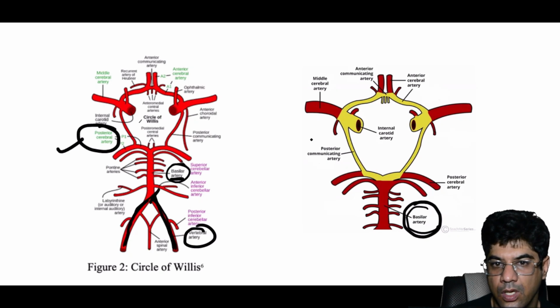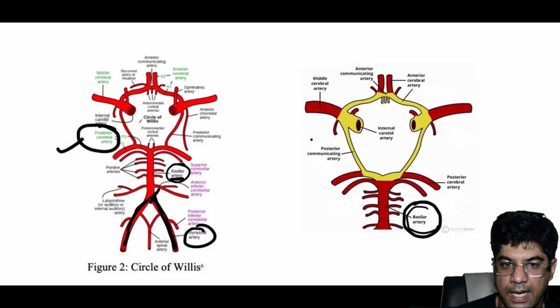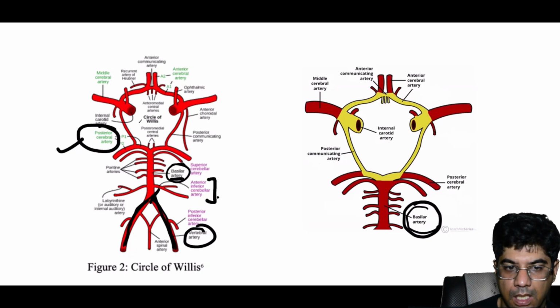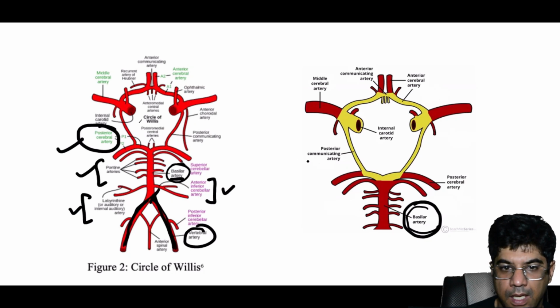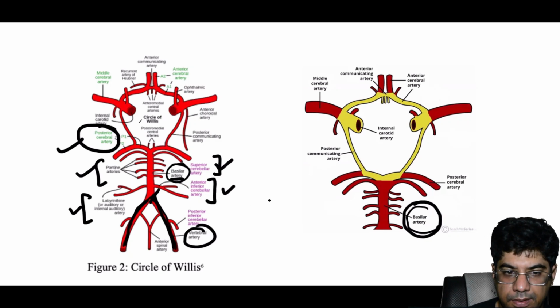Now, what are the branches of the basilar artery? Let us discuss that. Remember, the branches are the anterior inferior cerebellar artery, this one, the labyrinthine artery, this one, the pontine branches, the superior cerebellar artery, this one, and the terminal posterior cerebral arteries. So remember, these are the branches of the basilar artery.